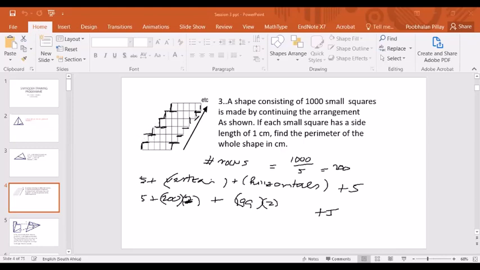You should count all the verticals and all the horizontals. And we have counted these. And that's the last 5 there. So there are 4 numbers to add, and you can go and get the answer. The actual answer is, what have we got? We got 400 plus 398, 798, plus 10 is 808. So the perimeter of this is 808 centimeters. Remember each side was 1 centimeter long.